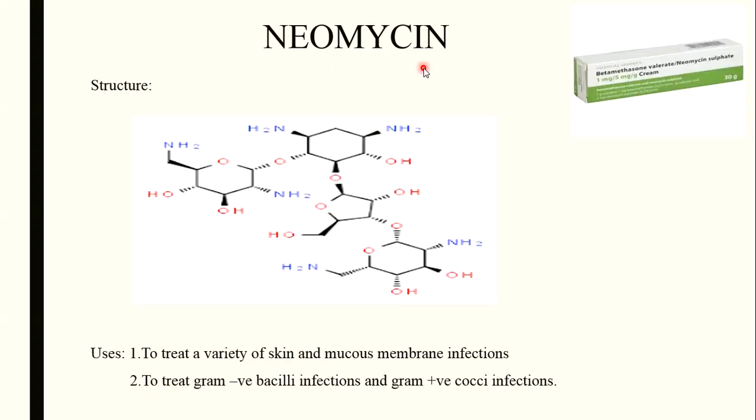Next drug is neomycin. Neomycin also contains a 5-membered group, that is pentose, and they are glycosidically linked with 6-membered hexose sugars. Pentose sugar and hexose sugars are interlinked, and various substituents such as amino groups, hydroxy groups or methyl groups are attached to the various positions. That is the structure of neomycin. If we practice, then we can write the structure of neomycin easily. It is used to treat a variety of skin and mucous membrane infections, gram-negative bacilli infections and gram-positive cocci infections.